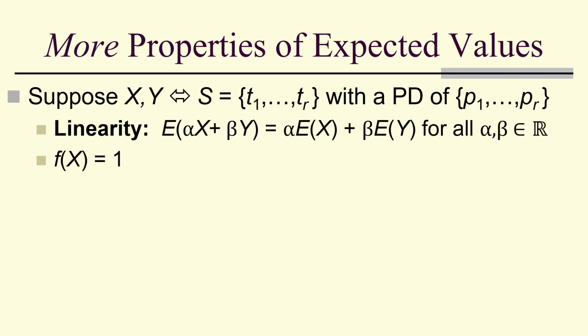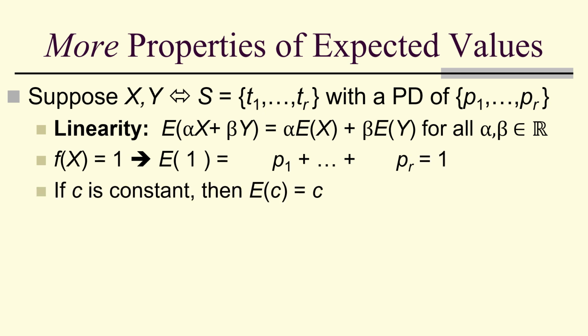Some immediate consequences of linearity: suppose f of x is identically 1. Then we're looking at the expected value of 1, which is f of t1 p1 up to f of tr pr. But they're all equal to 1, and the sum of the probabilities is 1. So the expected value of just the number 1 is 1. And in general, the expected value of a constant is that constant.